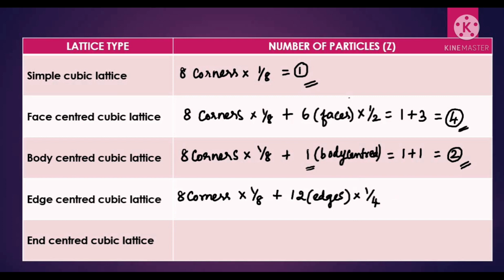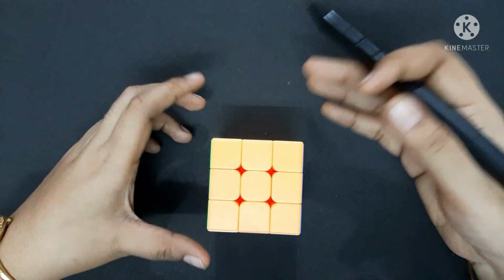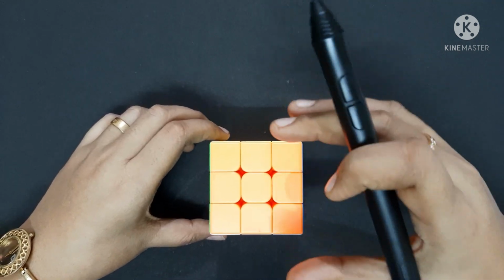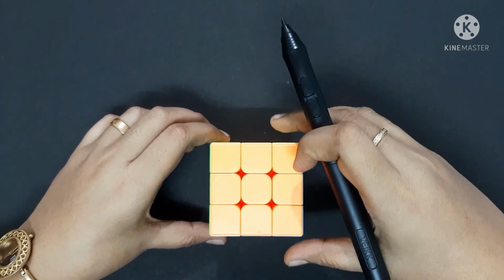So what could be the total number of atoms or particles present? It is 1 plus 3, that is equal to 4. So the total number of particles present in an edge-centered cubic lattice is 4. Understood, students? Hence the number of atoms per unit cell in such a case is 4: 3 from 12 edges and 1 from 8 corners.